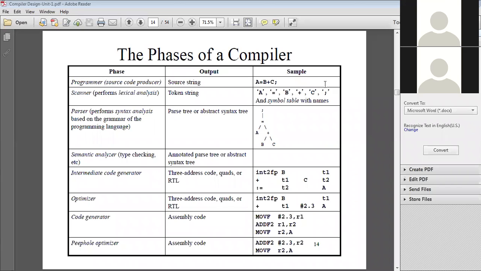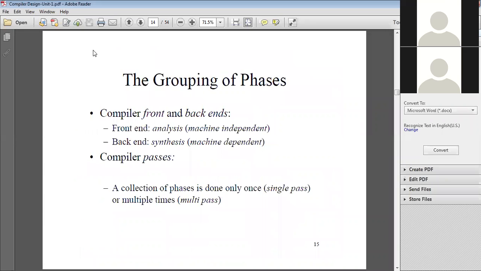Another thing is the code generator. The code generator we use to write the different strings in the form of the assembly code. And the last one is the peephole optimizer. Code generator and peephole optimizer we use in case of the assembly language, and we always use assembly codes for that. So these are called the different phases of the compiler, and we will explain them in another unit. It is just the overview.